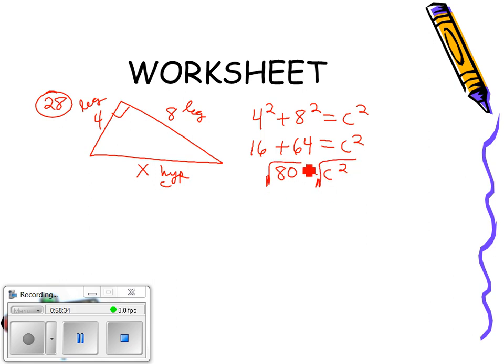Grab your calculator. And they said round your answer to the nearest tenth. So that means you want to go out 1 decimal place when you round off your answer. So you hit second square root 80, enter. You get 8.94, so we'll say that C is about 8.9.